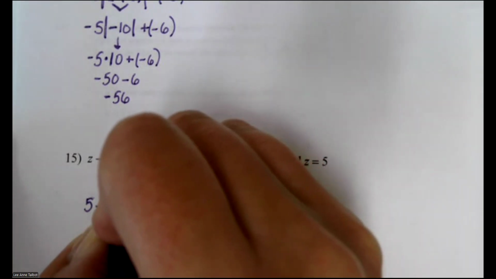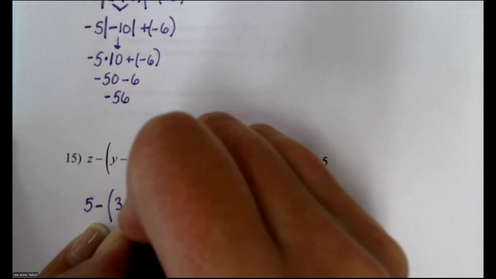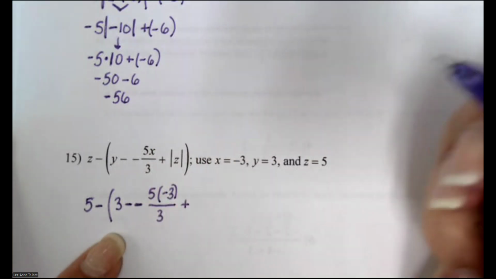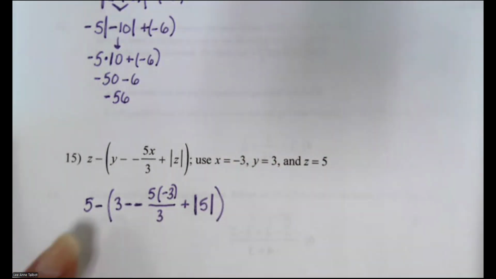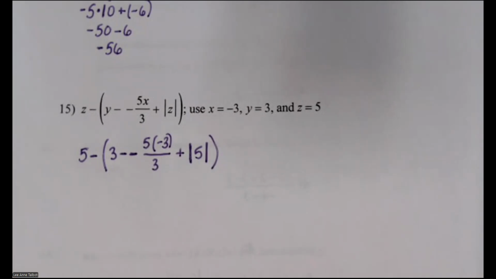Okay, so 5 minus 3, oh, minus negative 5 times negative 3 over 3 plus absolute value of 5 and parentheses. Woo! That's a thing there. There's some stuff that's happening.